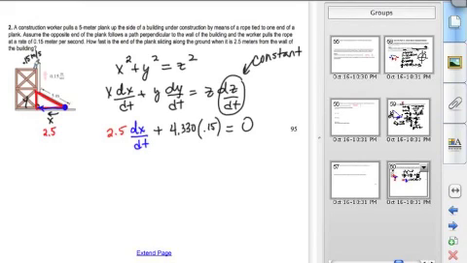All right, solve it out. Did you guys solve for dx over dt? What'd you get? Negative 0.259. And it's in meters per second. So do these make sense? Yeah. Let's see if there's a cone one.